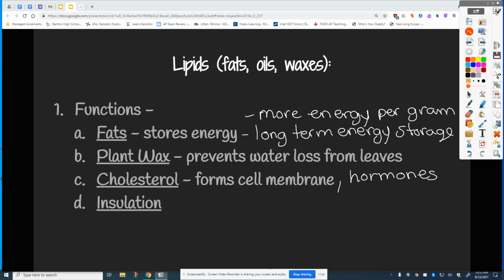It's also used to form hormones. Testosterone, progesterone, estrogen are all formed from cholesterol. And it's used for insulation. You might think of an animal that uses fat for insulation. Polar bear? Okay, bears. What else? Seals? Whales? You might know what we call that fat in seals and whales? Blubber. It's literally fat that is used for insulation.